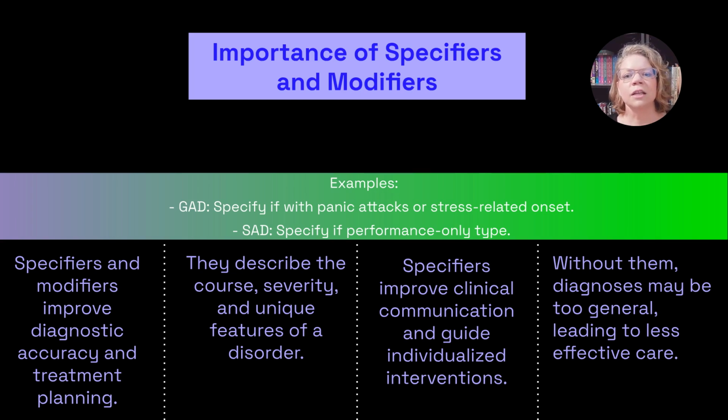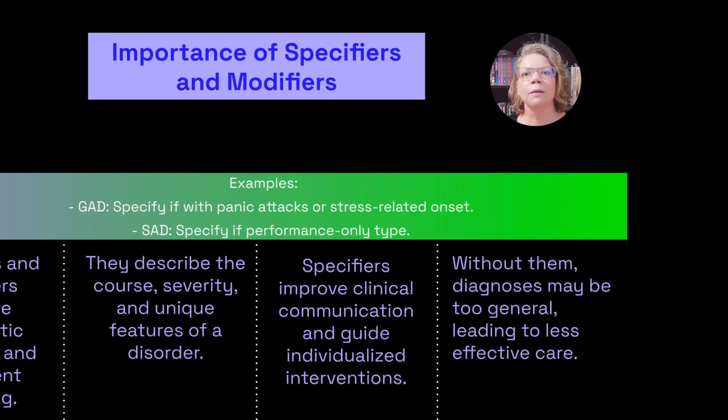These distinctions improve clinical communication, allow for targeted interventions, and ensure insurance and research consistency. Without specifiers, diagnoses risk being too broad and can lead to inappropriate treatment plans.